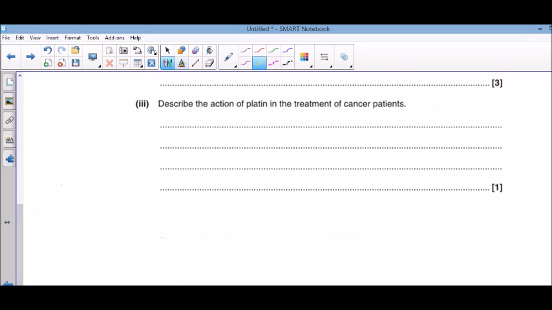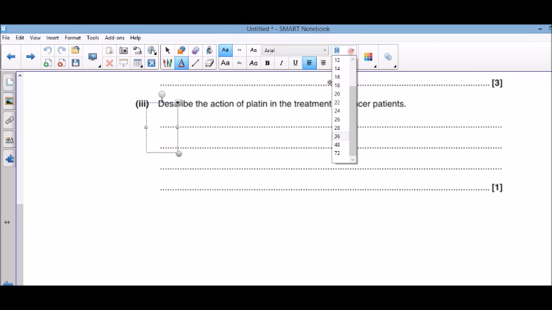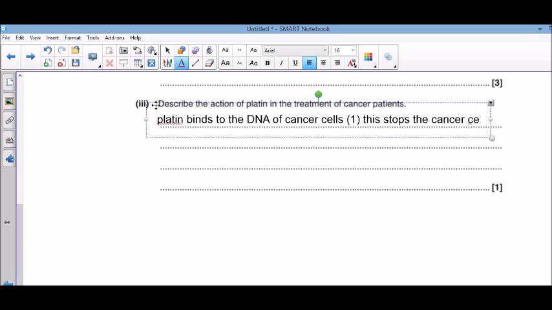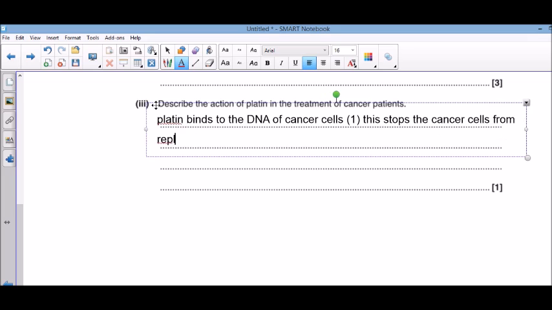We've got describe the action of platin in the treatment of cancer patients. Again, this is something you really need to learn, and all we need to say here is that platin binds to the DNA of cancer cells, and that's the mark. Sometimes you'll see that this is 2 marks, and that's because you could also say this stops the cancer cells from replicating. In actual fact, on this mark scheme, they only gave you 1 mark whether you said either of those statements, but I would say both, because sometimes if they're asking you this question, it could be for 2 marks, and you'd need to say both of those things.